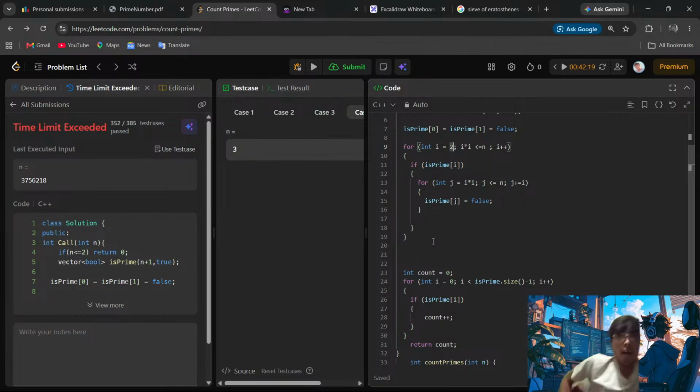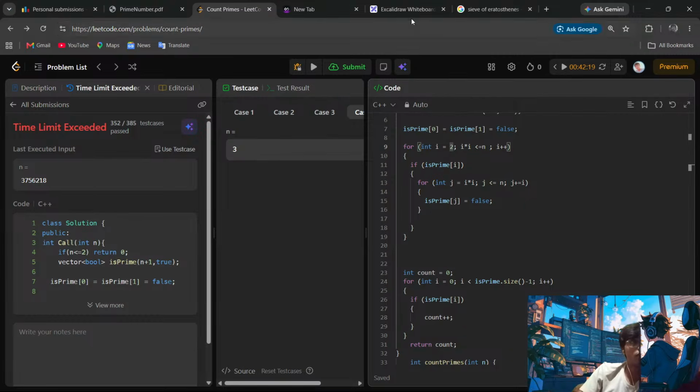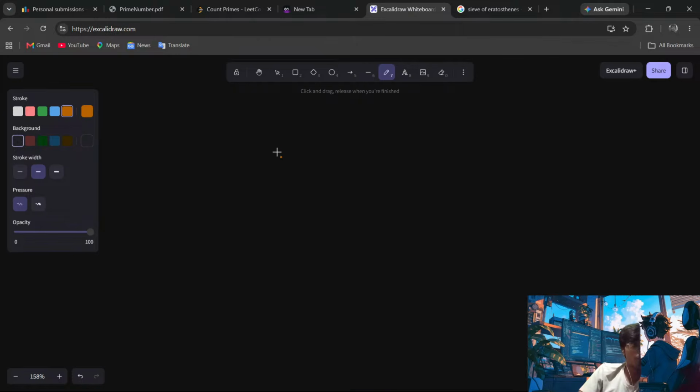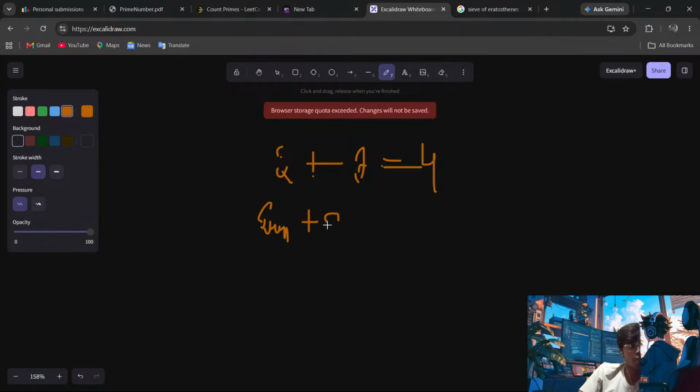So what will I do? I know that, okay, every even number after 2 is not a prime number. One thing I understand is that every even number after 2 is not a prime number. So if that is not a prime number, I don't have to check that number. For that we have to understand one basic concept: suppose I take 2 and add 2 to it, I get 4. So even plus even will give me even.